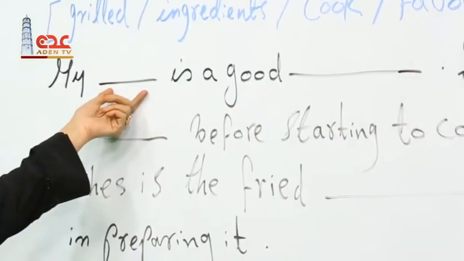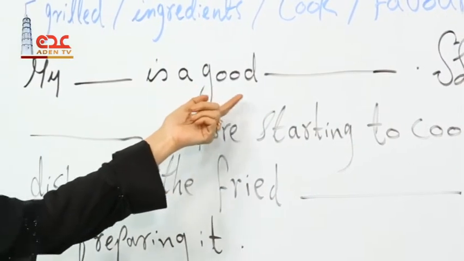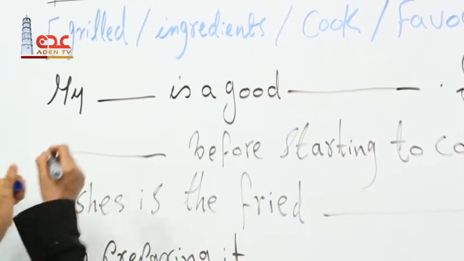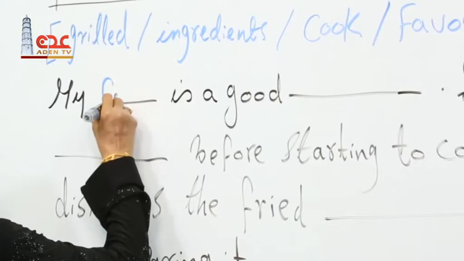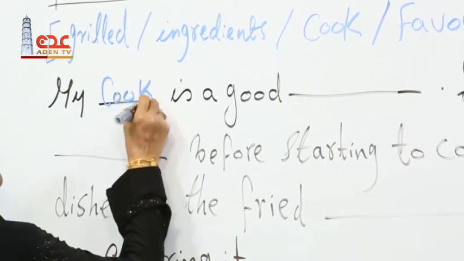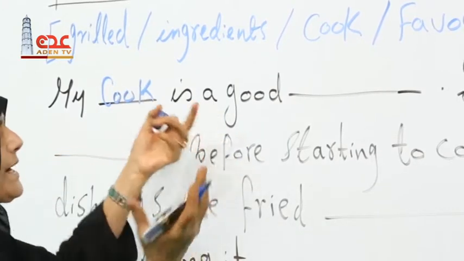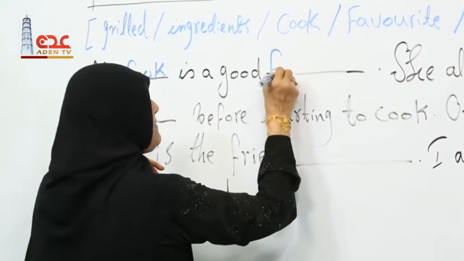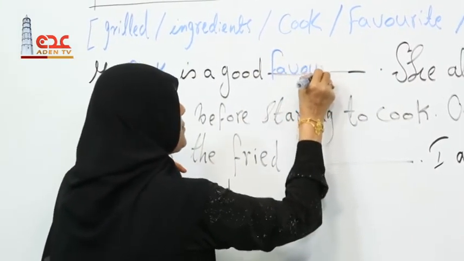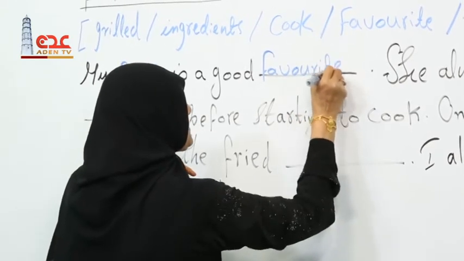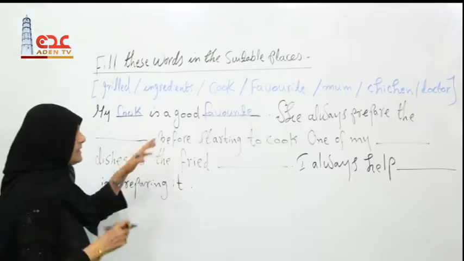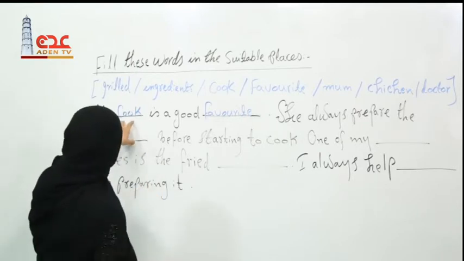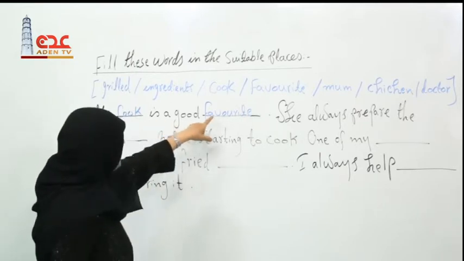My space is a good. How do we choose the word? I'm talking about my cook. My cook is a good what? A good favorite. Favorite. How do you choose the suitable words in this paragraph and make it a paragraph? Now again, my cook is a good favorite.